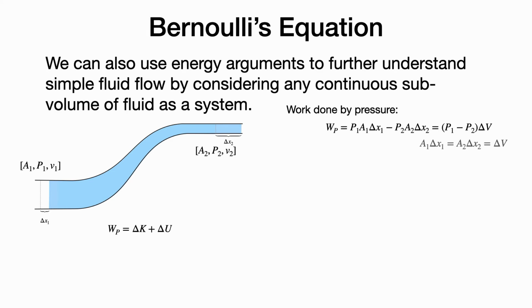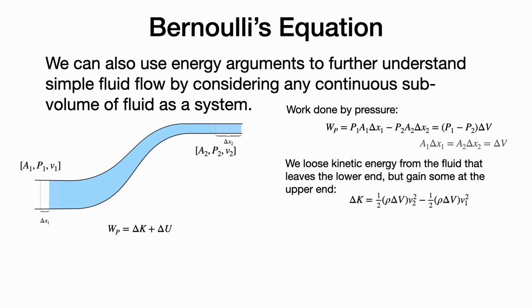Now, by the work-kinetic energy theorem, we know that the work done by pressure is going to be equal to the change in the kinetic energy plus the change in the potential energy of the fluid. We lose kinetic energy from the fluid that leaves the lower end of the pipe, but gain some from the upper end. So the change in the kinetic energy from this displacement of the fluid is going to be given by 1/2 times the mass which we're gaining at the top end, which is rho delta V, times V2 squared, minus 1/2 times the mass which is leaving the bottom end, which is rho delta V again, times the square of the velocity V1 at the input end.